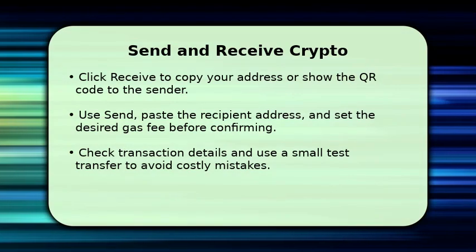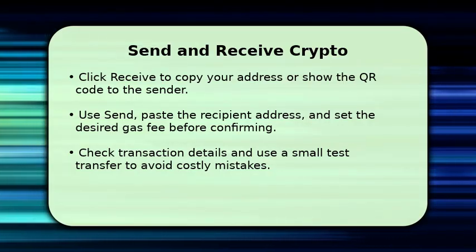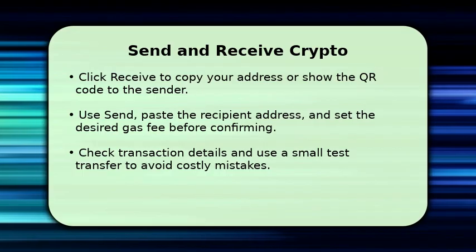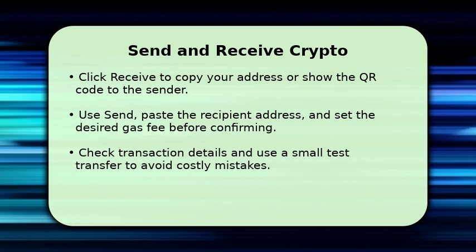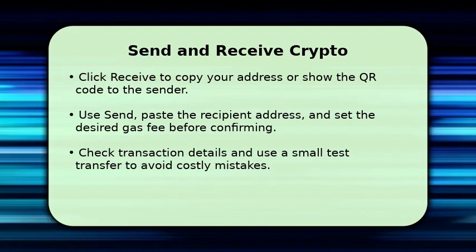To receive crypto, click Receive and copy your address or show the QR code to the sender. For sending, choose Send, paste the recipient address, set the gas fee based on speed preferences, and confirm. Always double-check the address characters and network selected, such as Ethereum or Polygon. Start with a small test transfer to prevent losses and monitor transactions in the Activity tab until they confirm.